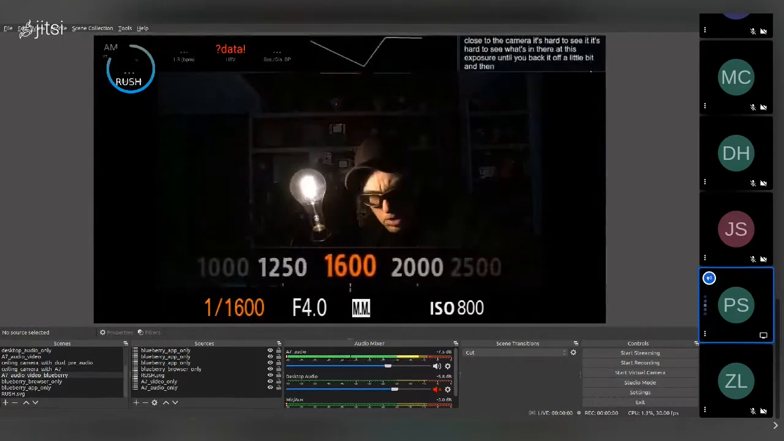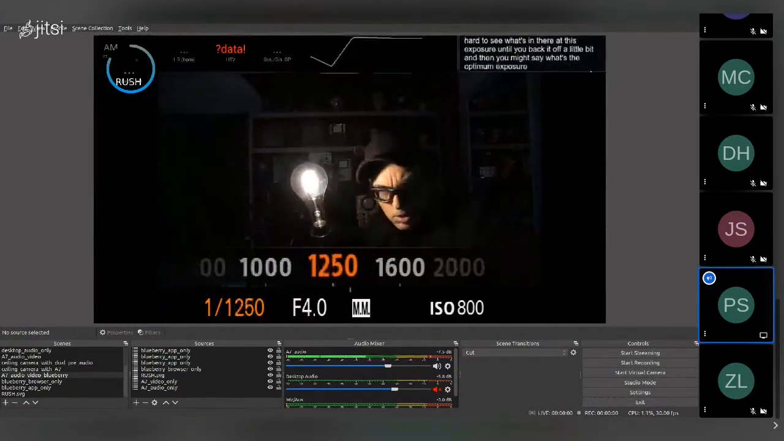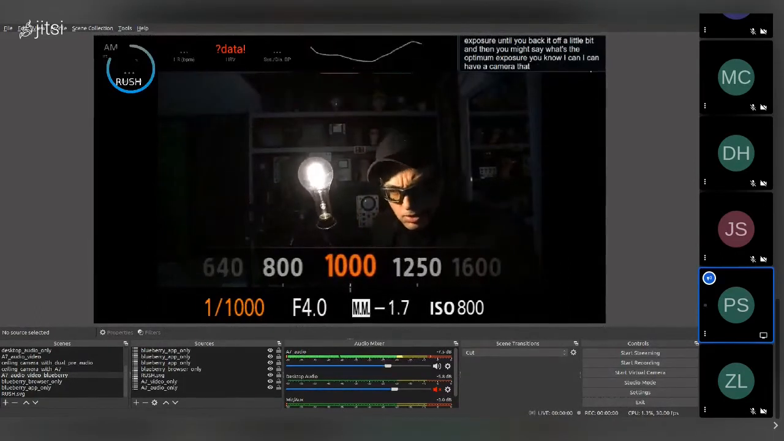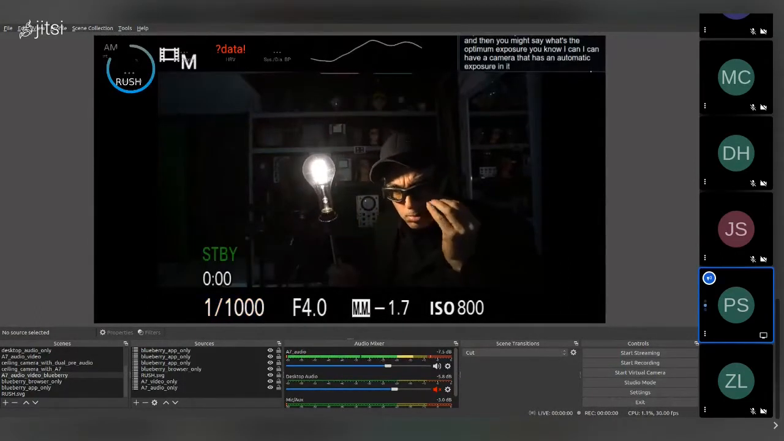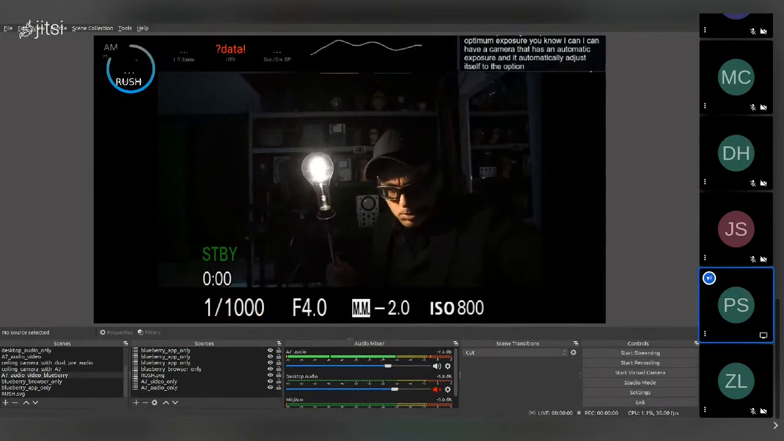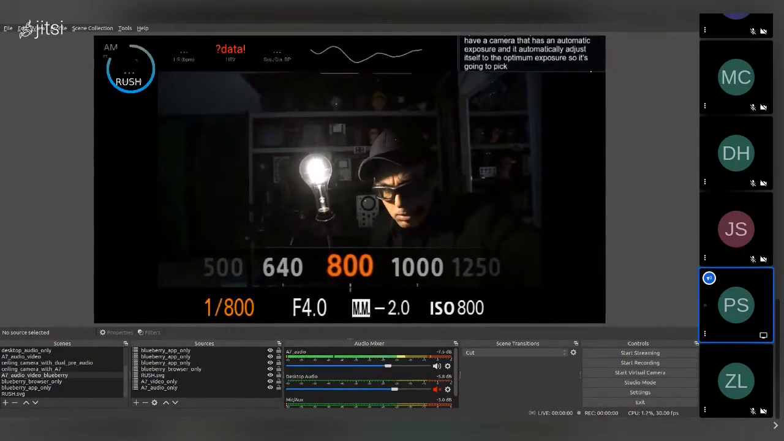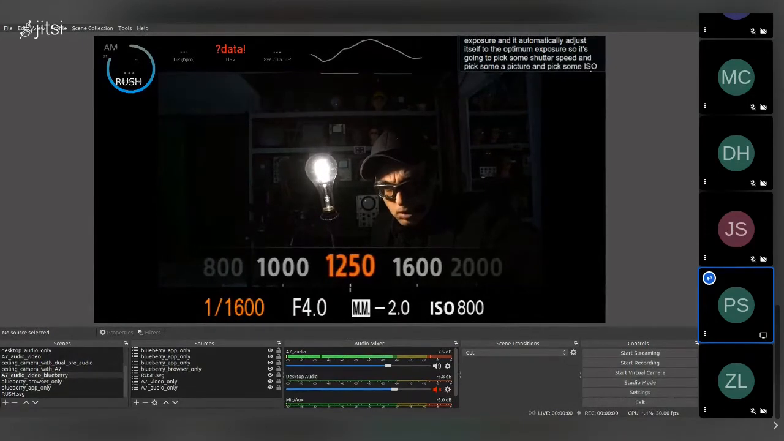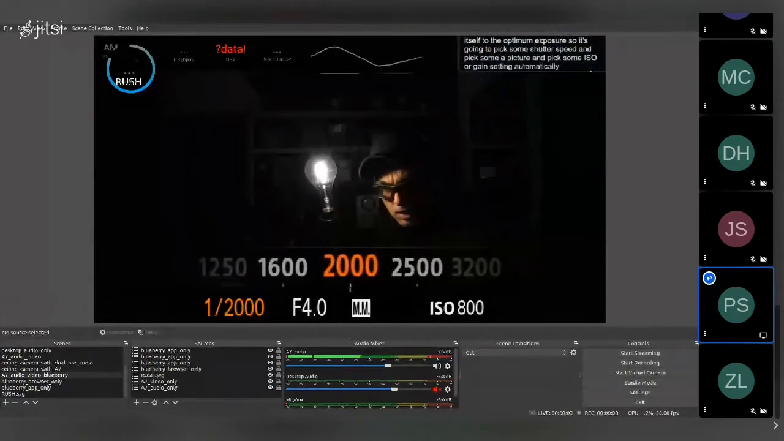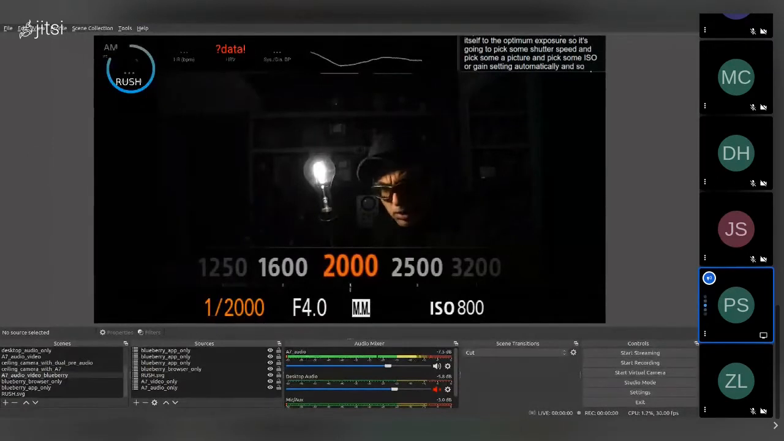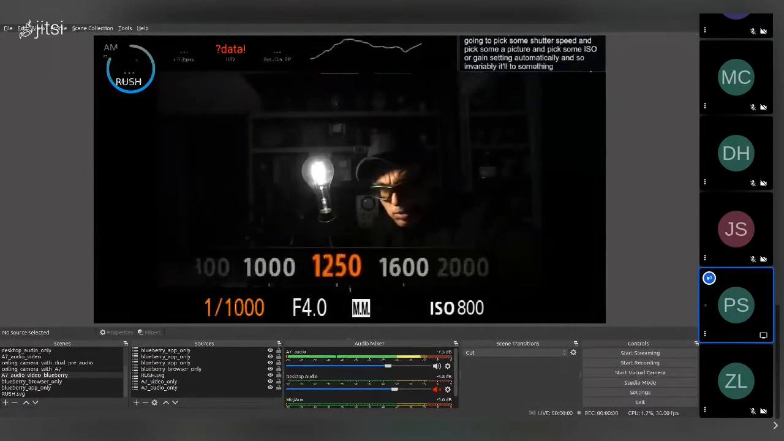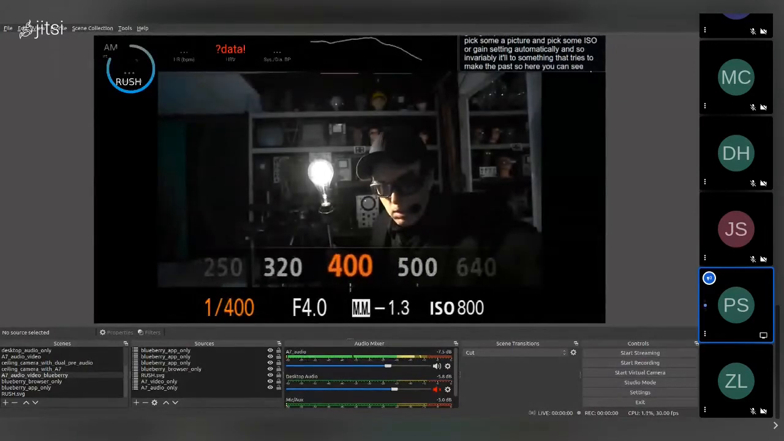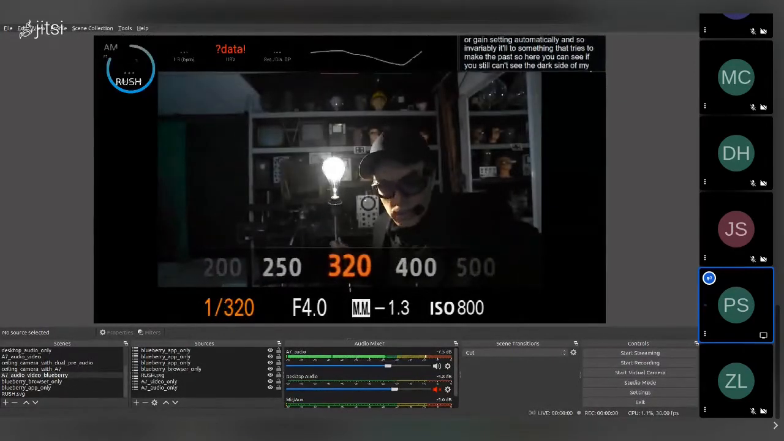And then you might say, well, what's the optimum exposure? I can have a camera that has an automatic exposure, and it automatically adjusts itself to the optimum exposure. So it's going to pick some shutter speed and pick some aperture and pick some ISO or gain setting automatically. And so invariably it'll choose something that tries to make the best. So here you can see, you still can't see the dark side of my face.